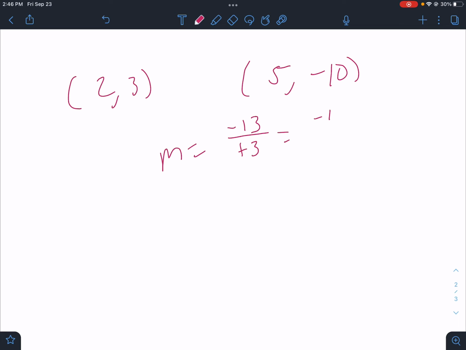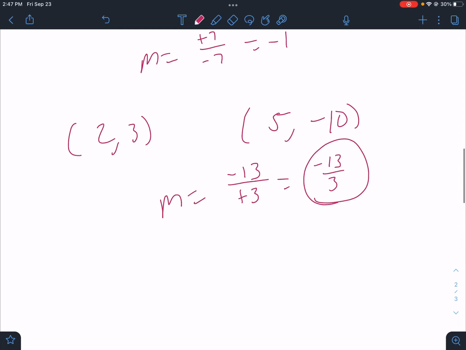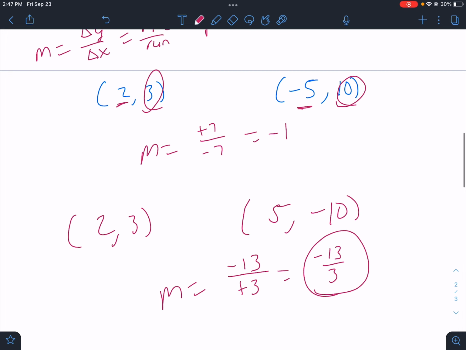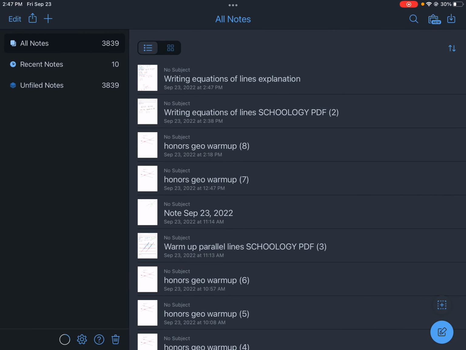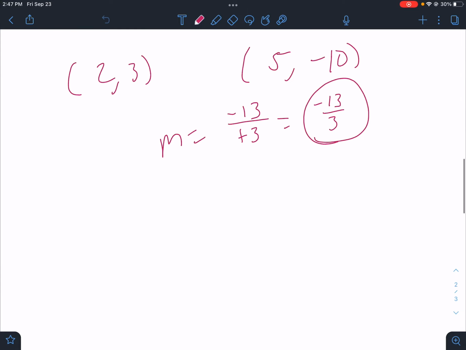So that is the fraction -13 thirds. That's the slope. So with that in mind, let's go solve and write some equations. Nope. We got to write the equation first. Okay. How do you write an equation?